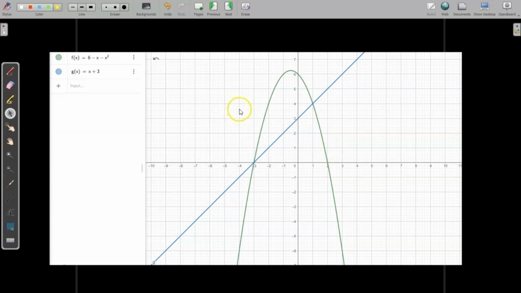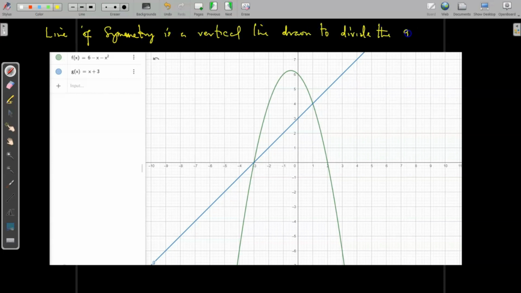When we talk about the line of symmetry, it is simply a line that partitions the graph into two equal halves. It is a vertical line drawn. So the line of symmetry is a vertical line drawn to divide the quadratic curve into two equal halves. So that is what the line of symmetry is all about.